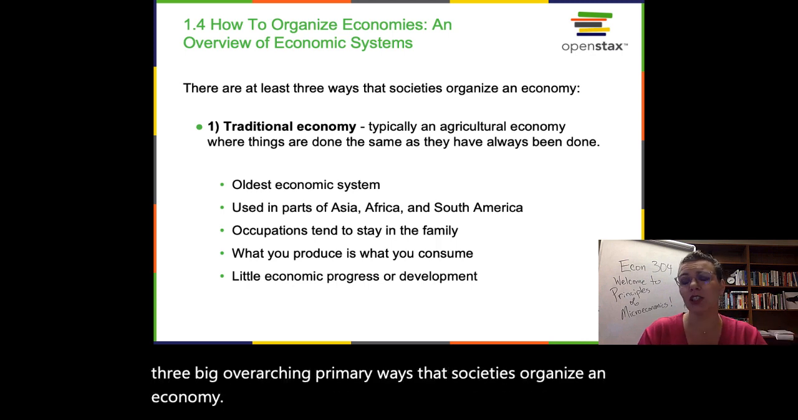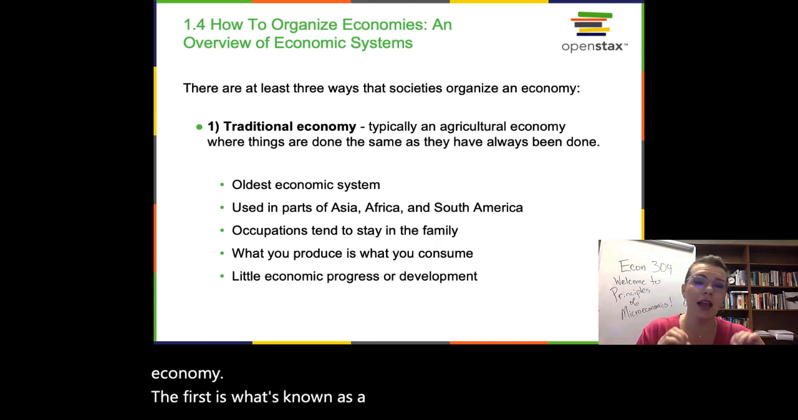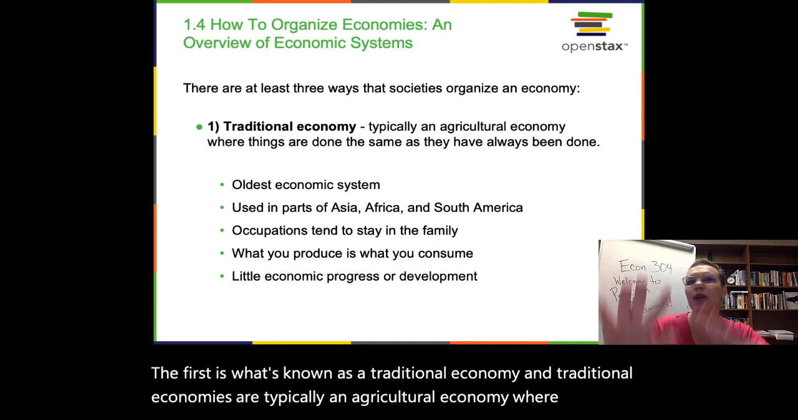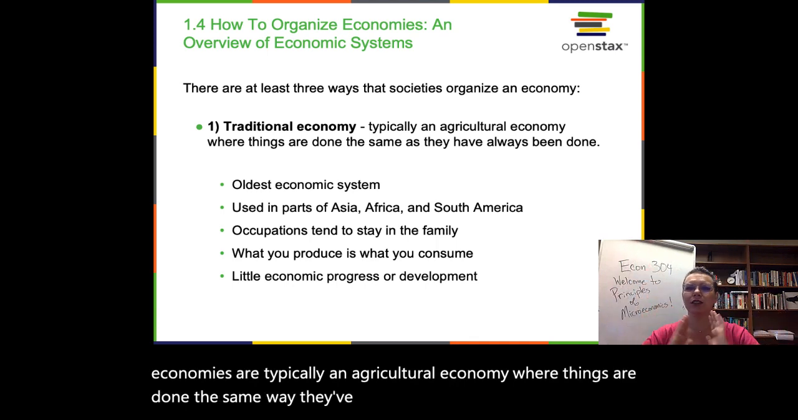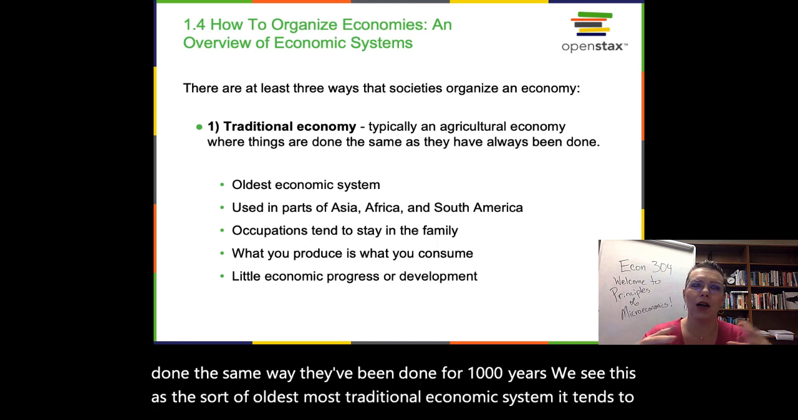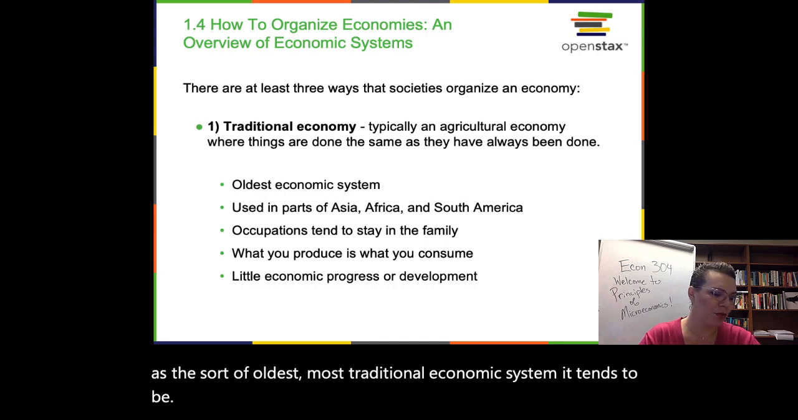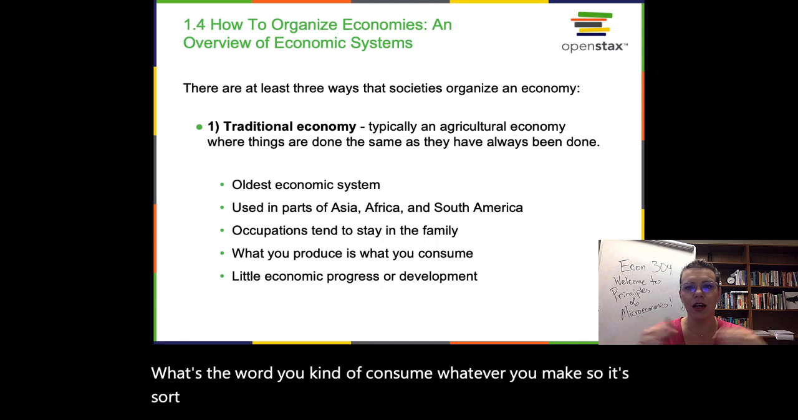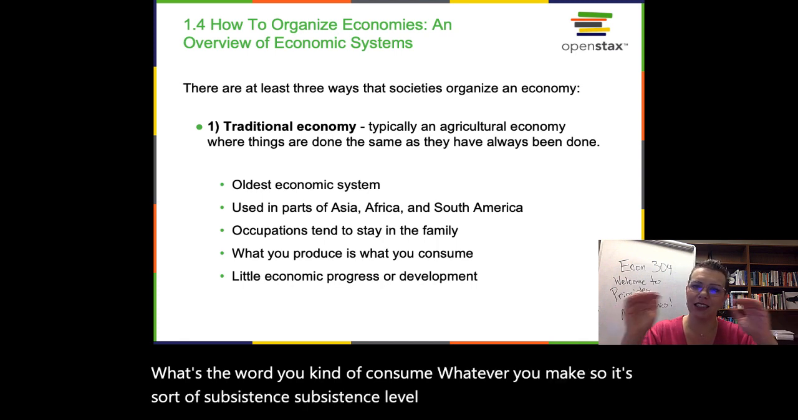The first is what's known as a traditional economy. And traditional economies are typically an agricultural economy where things are done the same way they've been done for 1,000 years. We see this as the sort of oldest, most traditional economic system. You kind of consume whatever you make, so it's sort of a subsistence level economy. Occupations tend to stay in the family.